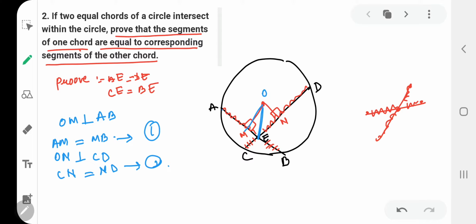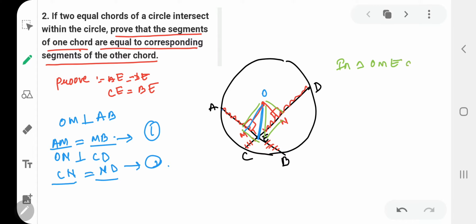Next, they both are equal chords. We know that very well. So if they are equal chords, AM is equal to CN, MB is equal to ND, meaning all the parts are equal to each other. Now I'll prefer to take two triangles, that is OME and ONE. In triangle OME and triangle ONE, you will get three reasons to prove them congruent.